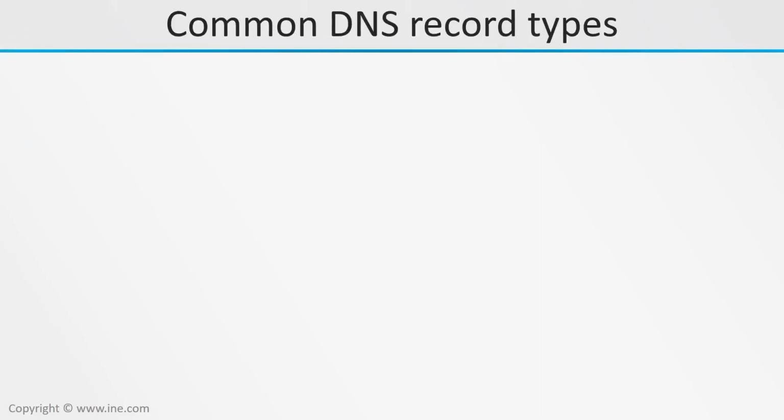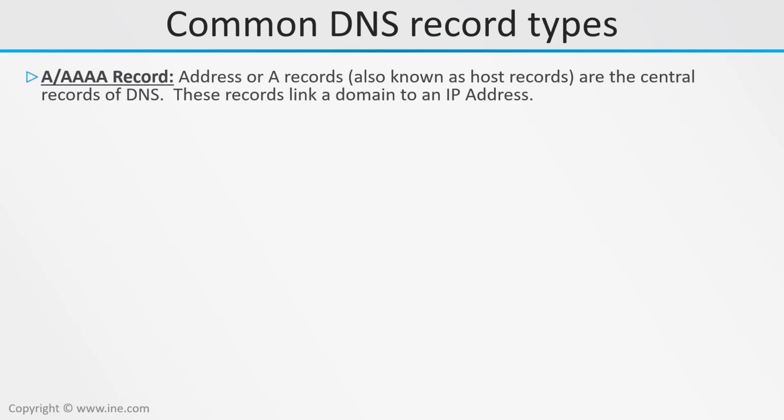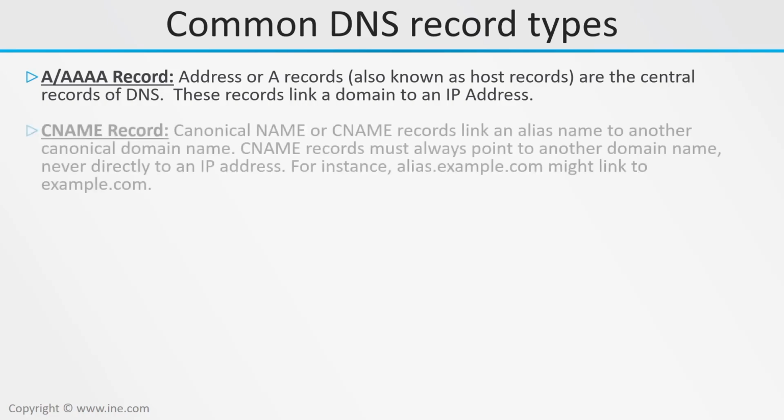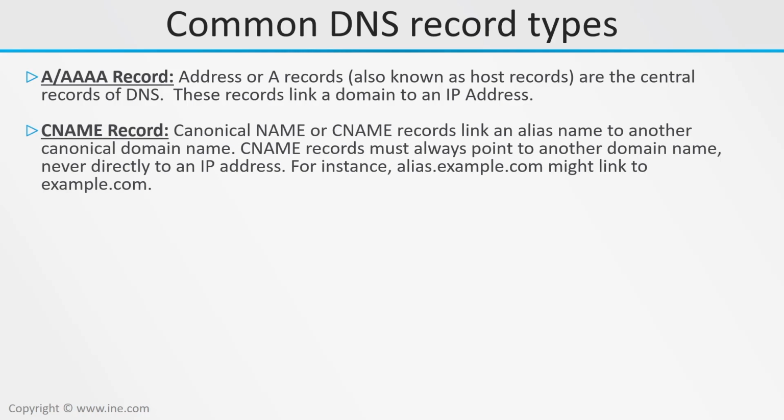Okay, so let's take a look at some common DNS record types. You're probably familiar with A or quadruple A records. A is the IPv4 record and quadruple A is IPv6. These are simply used to resolve a domain name to an IP address. A canonical record or CNAME record is an alias to another domain name. It's important that you know that it can never directly tie to an IP address. It's always a domain. So for instance, we have alias.example.com. That might link to example.com.